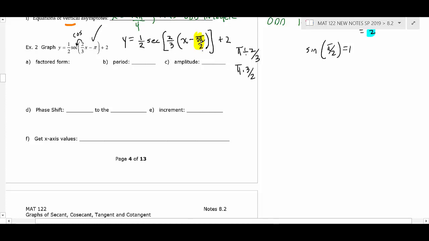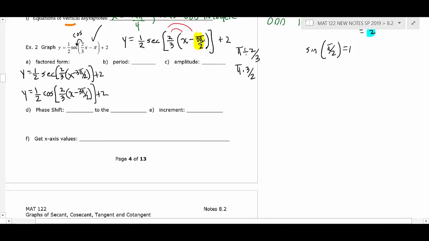It's a real good idea to check by distributing. Just in your mind, with practice, it's pretty easy to check that. That's 2/3 x, and then this is 6 pi over 6. 6 pi over 6 is pi, so it checks out. So the factored form we're going to work with is 1/2 secant of 2/3 x minus 3 pi over 2, plus 2. And then we're going to graph the cosine, so our focus is going to be on doing the cosine and seeing where that leads us.